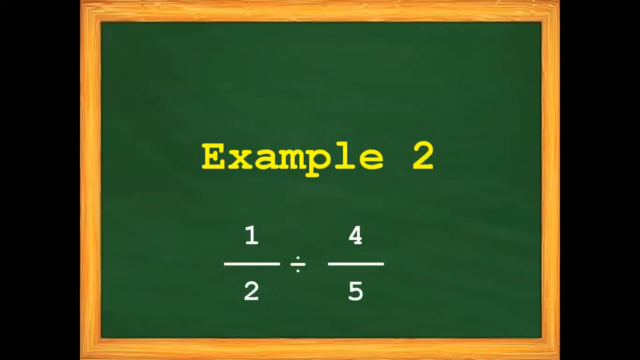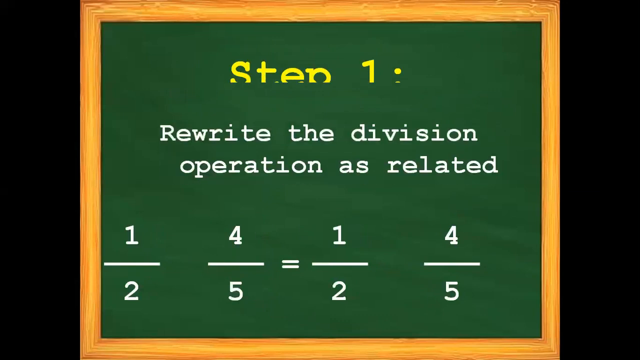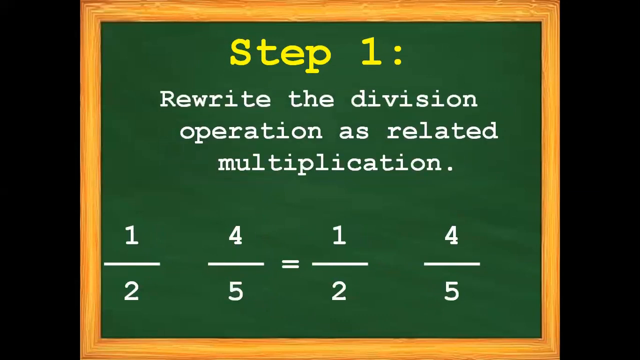Let's proceed to example number 2. 1/2 divided by 4/5. So again, step number 1, rewrite the division operation as related to multiplication. So 1/2 divided by 4/5. So we're going to change this division sign into multiplication. So we have now 1/2 times 4/5. So again, our dividend here is 1/2 and our divisor is 4/5.